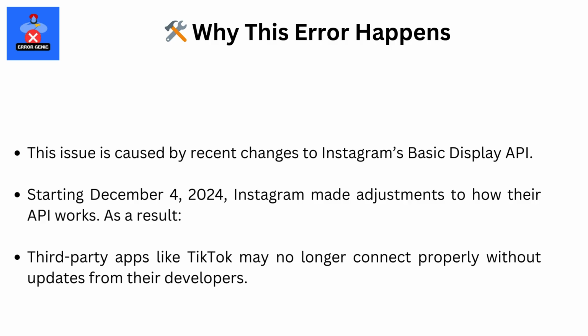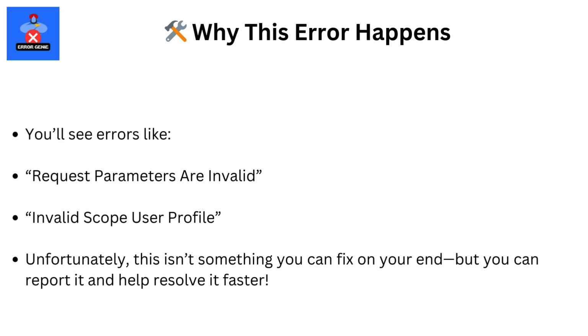Why this error happens. This issue is caused by recent changes to Instagram's Basic Display API. Starting December 4th, 2024, Instagram made adjustments to how their API works. As a result, third-party apps like TikTok may no longer connect properly without updates from their developers. You'll see errors like "request parameters are invalid" or "invalid scope user profile." Unfortunately, this isn't something you can fix on your end, but you can report it and help resolve it faster.